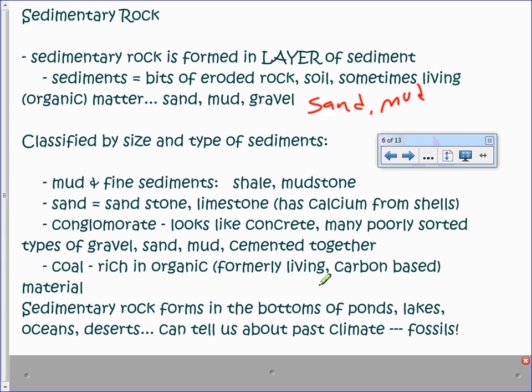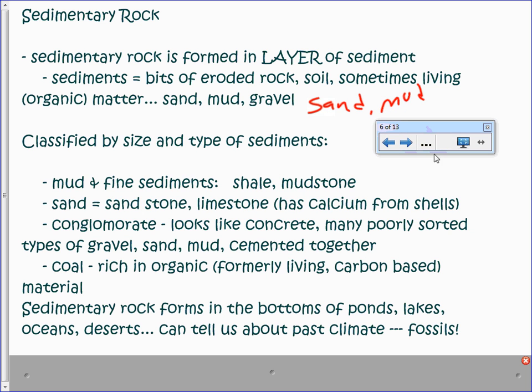Coal tells you that there was organic material, so usually swampy, jungly kind of areas that get compressed into coal. Same thing with the shale and mudstone, or the shale that we get oil out of. Obviously, there were living things there, so that we can get the oil and natural gas out of that. So take a minute and write this stuff down and find your sedimentary samples in your box.